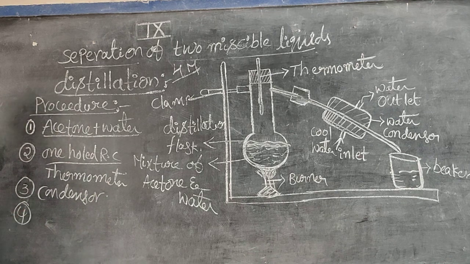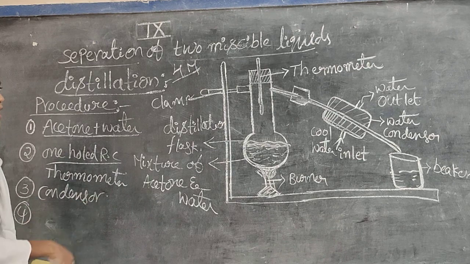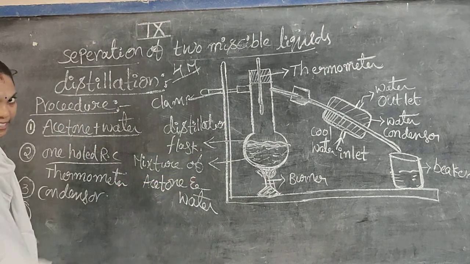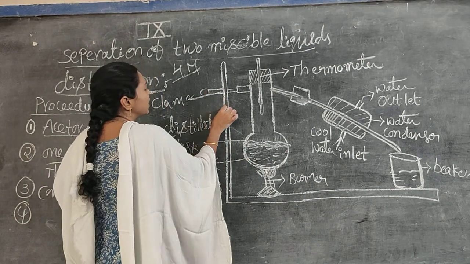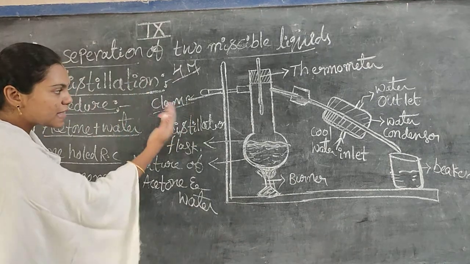Now fourth point. The distillation flask, the burner and also the beaker are all arranged on one stand. And the distillation flask is also fitted to a stand along with the clamp. This is the arrangement.